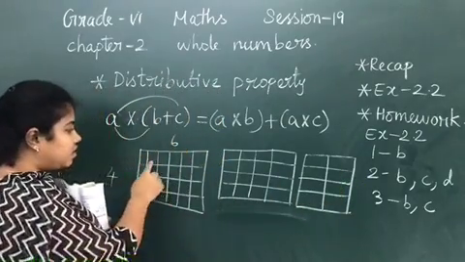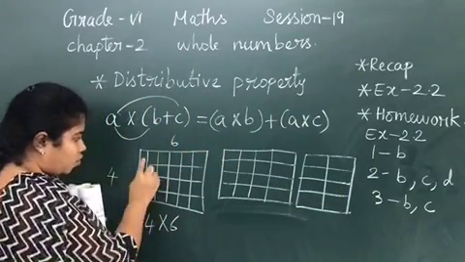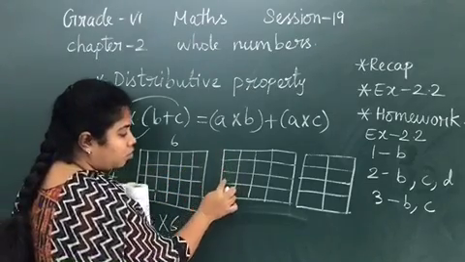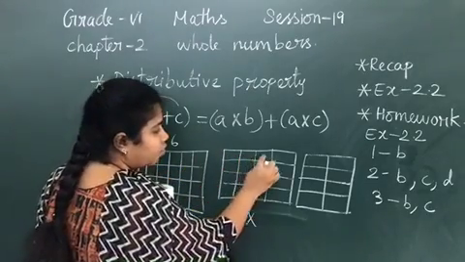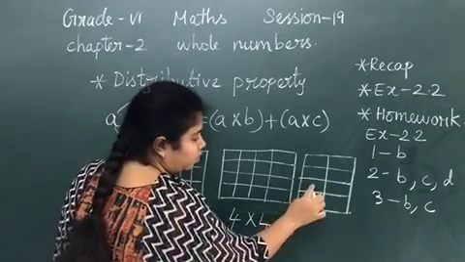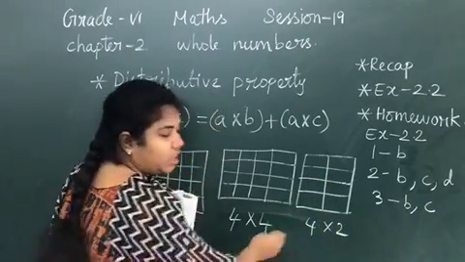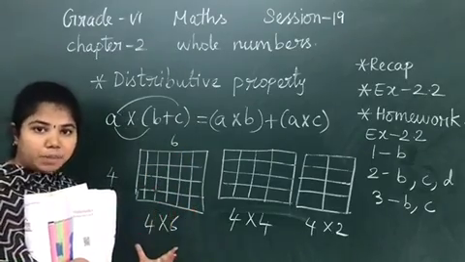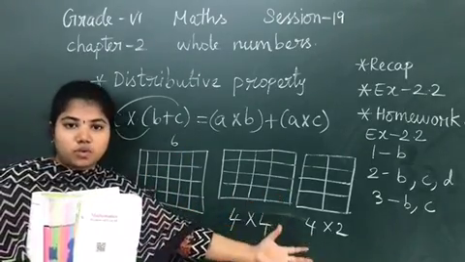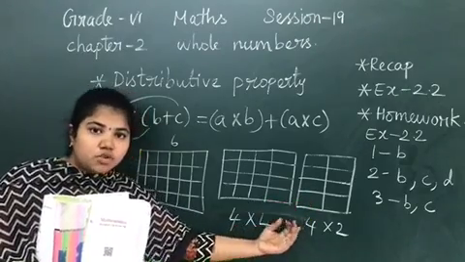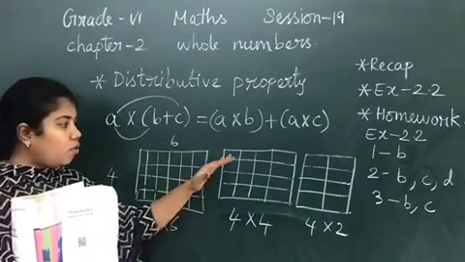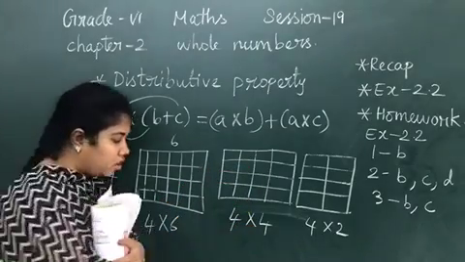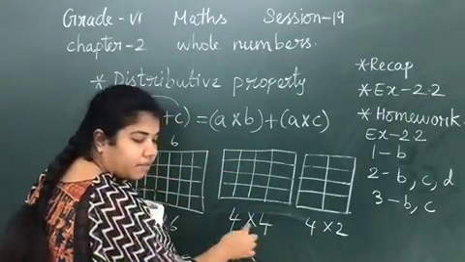Can you understand? This is 4 cross 6, 1, 2, 3, 4 cross 1, 2, 3, 4, 5, 6. And this is 4 cross 4, and this is 4 cross 2. This 4 cross 6 box I am separating as 4 cross 4 and 4 cross 2, which means if you combine these two you will get this only. Yes. So which is the common here? I did not separate this 4. So 4 is common.